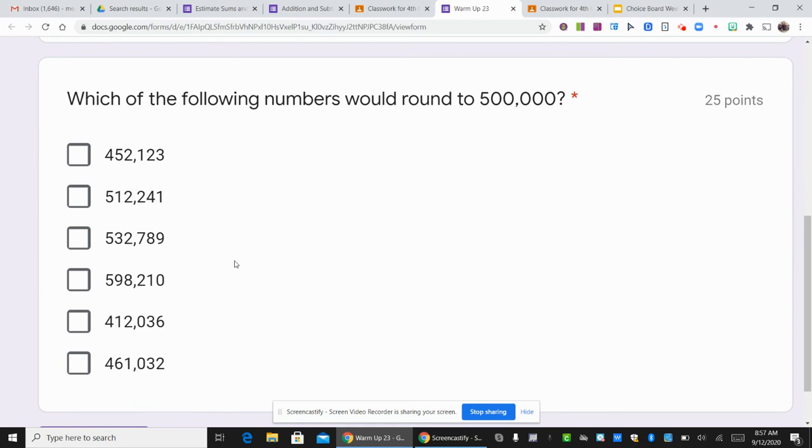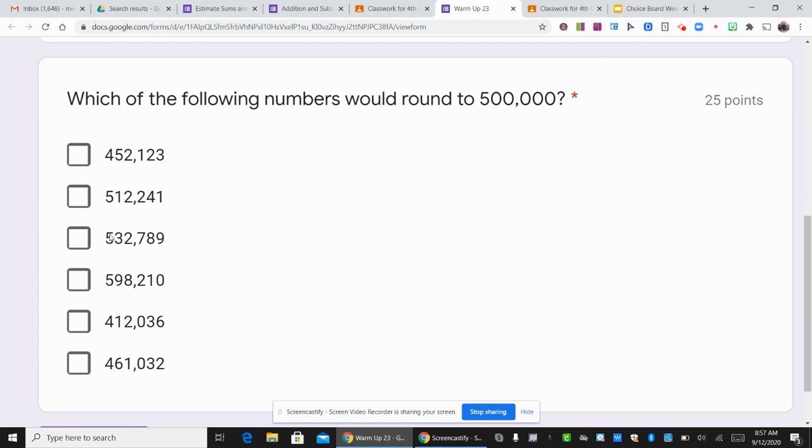For your last question, you had to take a look at each answer choice and decide which of the numbers would round to 500,000. So you should have looked at the 100,000s place in each one of these examples, looking next door to see whether or not it would round to 5. For our first choice, this would have been 500,000 because 5 or more would have told this to become up to 5. Our second choice, since the number next door was 1, this would have rounded to 500,000.